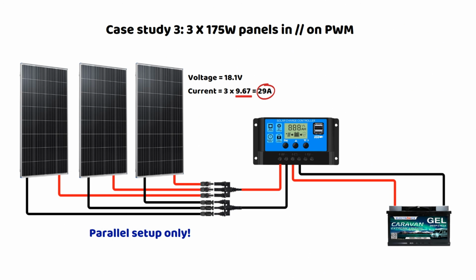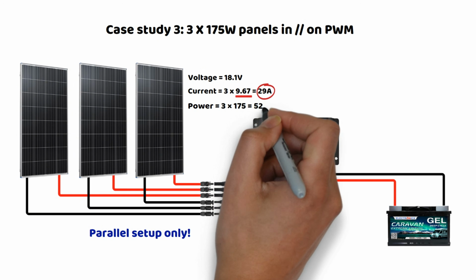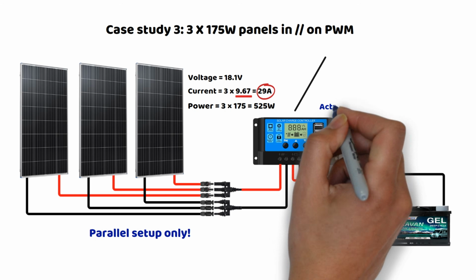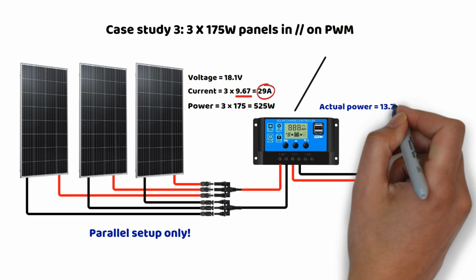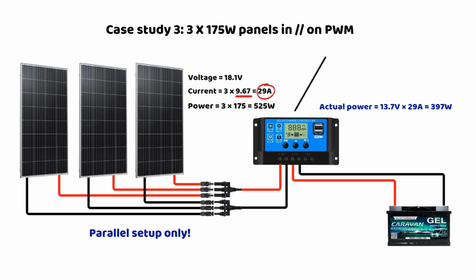The theoretical power is 3 times 175, which equals 525 watts. But with the PWM, the voltage is limited to that of the battery, around 13.7 volts. The actual transferred power will therefore be 13.7 volts times 29 amperes, which is approximately 397 watts.